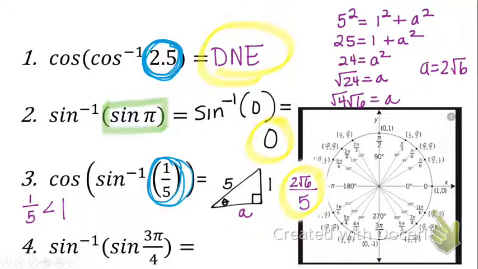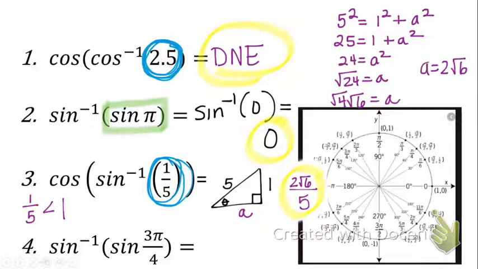So again, let's just talk about it. When it's not on the unit circle, as long as it falls between negative 1 and 1, we can find it using the Pythagorean Theorem, if it's sine or cosine. All right, let's look at number 4. Go ahead, take a moment and see if you can answer that by yourself.